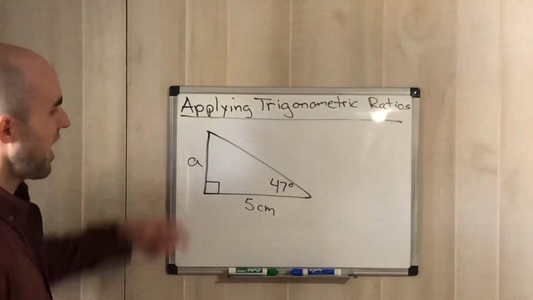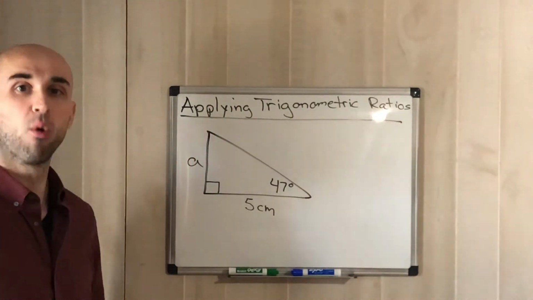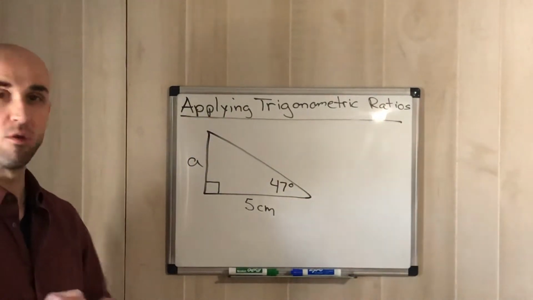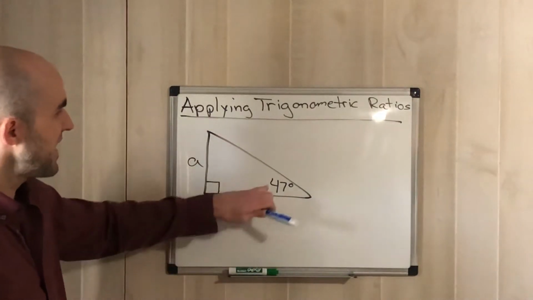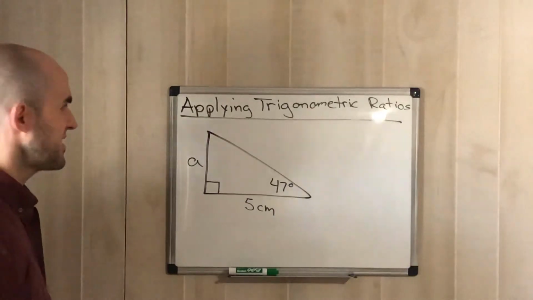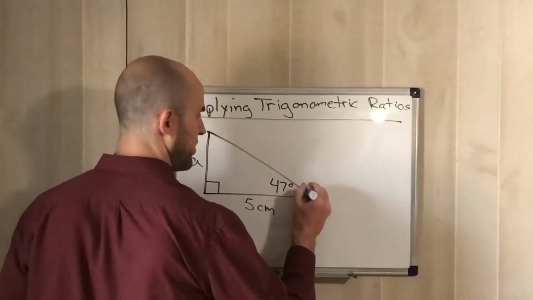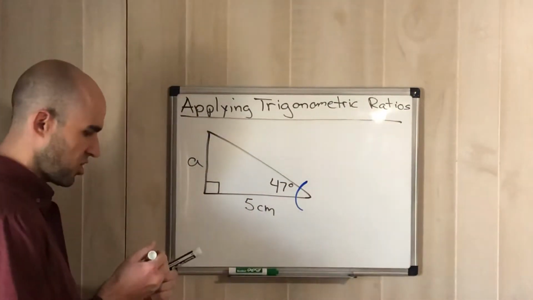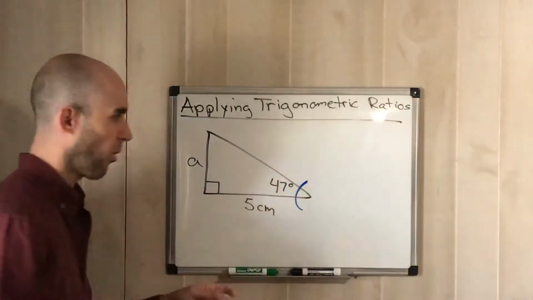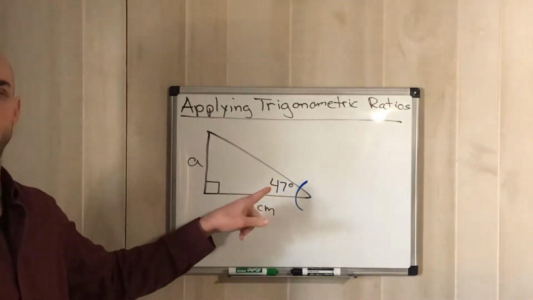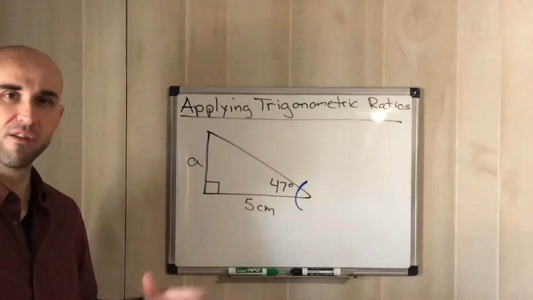I want to figure out how long A is going to be. In order to do that, we're going to use sine, cosine, or tangent because we have another side and we have an angle, right? And the same thing I told you about getting comfortable: put an angle mark there just so you're actually focusing on it, so we're seeing what we're working with. We know we're working with angle 47, right? We put a mark there just to focus on that.